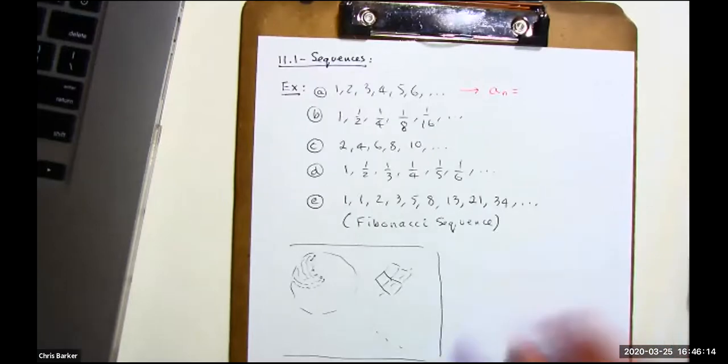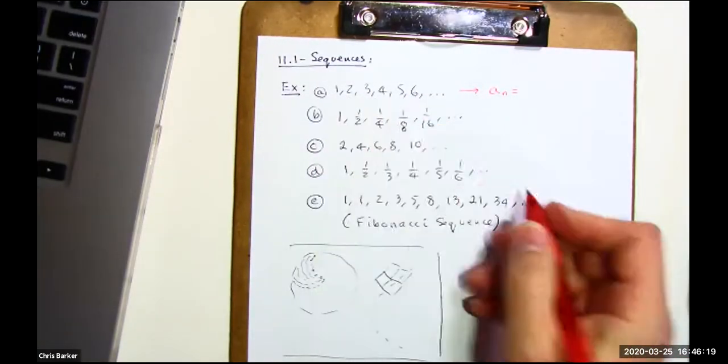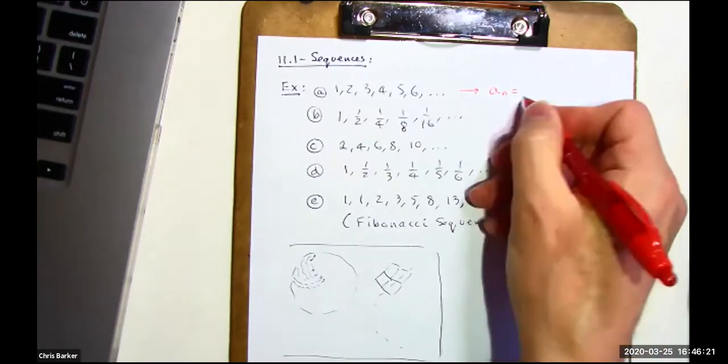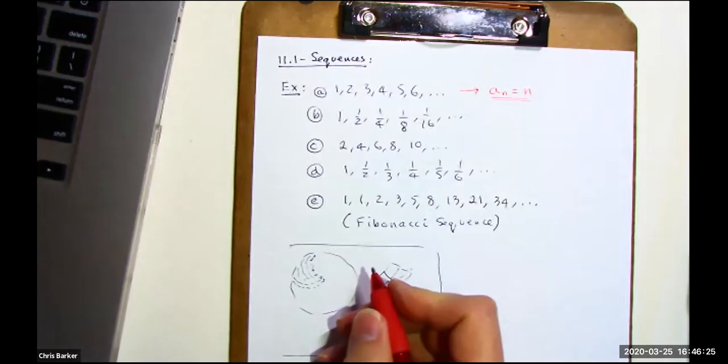So what is A sub n for this particular sequence? The first example up here. N. Exactly. It's n itself. All right. The input is 1, the output is 1. The input is 2, the output is 2.